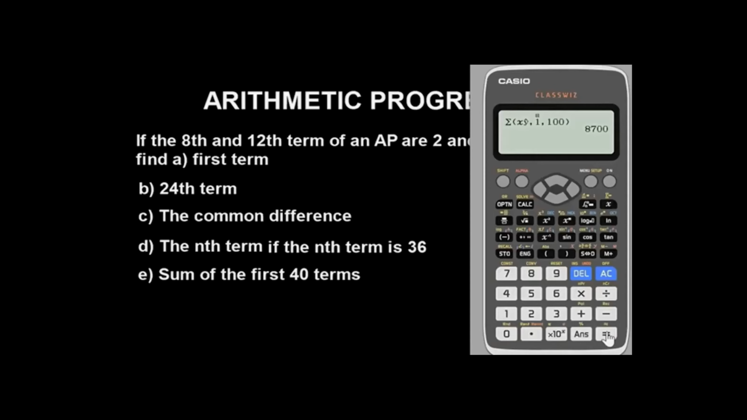So this is how you find the sum of an AP with the Casio calculator. So guys, basically, I've shown you how to find the number of terms, how to find the common difference, the nth term and the sum. And with that, we have come to the end of the class. I hope you learned something very interesting.